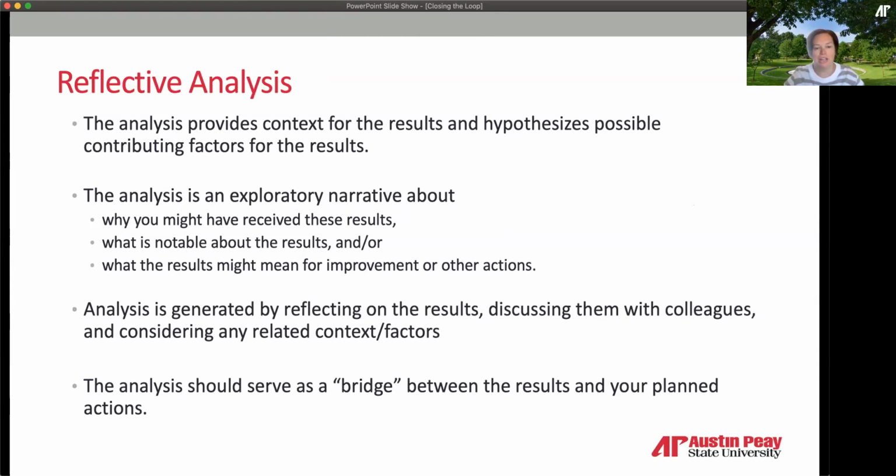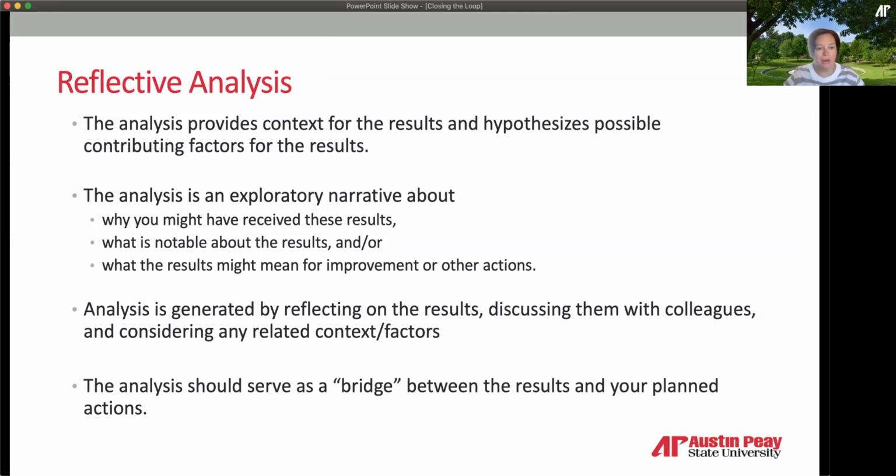And it's really a narrative. So usually we say the analysis is a paragraph or two. It just kind of depends. Some folks generate the narrative from a more formal context. So maybe you have a unit meeting or a staff meeting and you talk about it and someone takes notes. That kind of stuff counts as reflective analysis. Or, if it's just you or you and a colleague and you want to jot down some thoughts, that can serve as your reflective analysis.